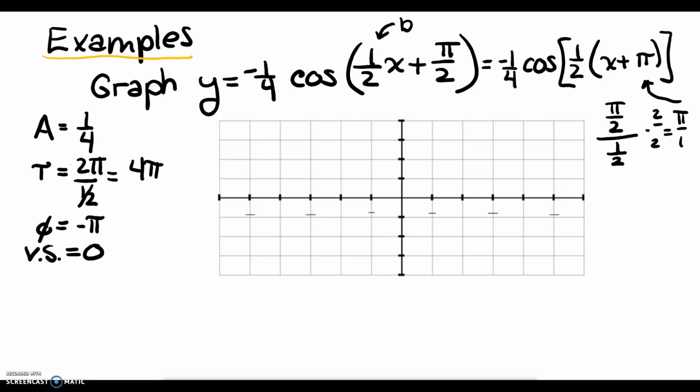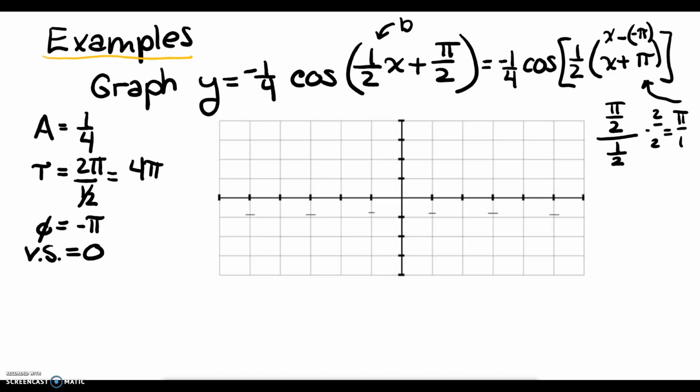For convenience sake, I have already calculated all of the things that I need. I have an amplitude of a quarter. I have a period. When I divide 2 pi by 1/2, I get 4 pi. A phase shift. Remember, I have to have x minus. So an equivalent expression is x minus negative pi. So my phase shift is negative pi, to the left by pi. And then my vertical shift is 0. We will not be moving this graph up or down.